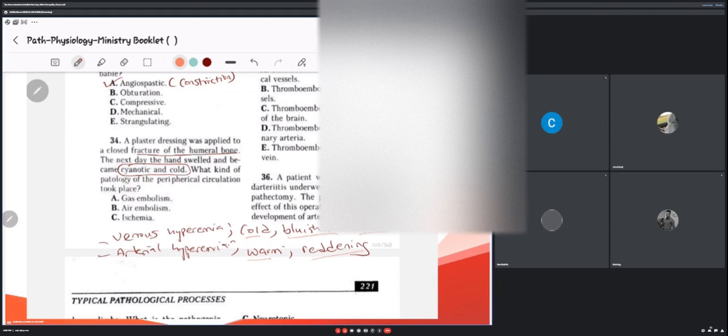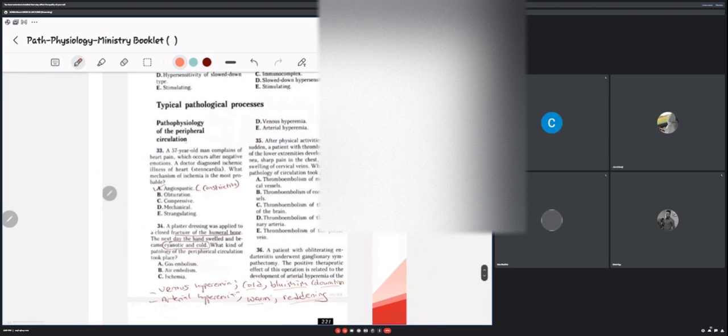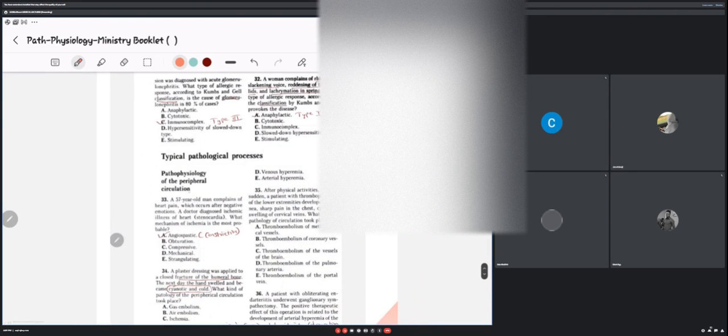So the hyperemia itself is the reaction that occurs due to change in temperature, based on the temperature the vessels are carrying. Of course, the first part of this question was suggestive of the kind of embolism, but that was not what the question was asking. There was the swelling, and then that place became cyanotic and cold. So this is all about the circulation of temperature there, which is venous because of the cold and cyanosis.